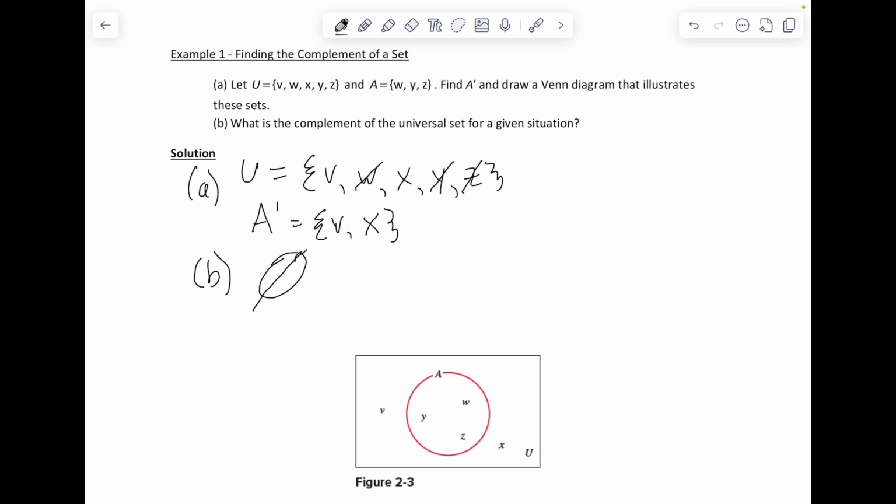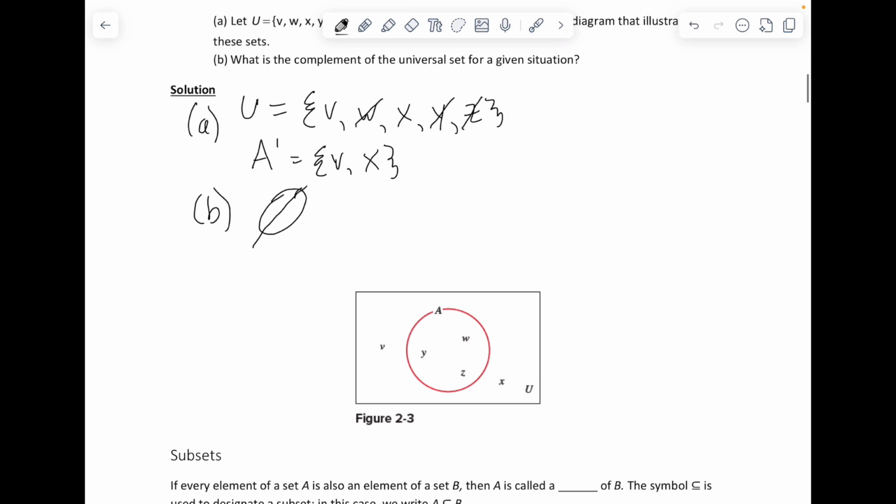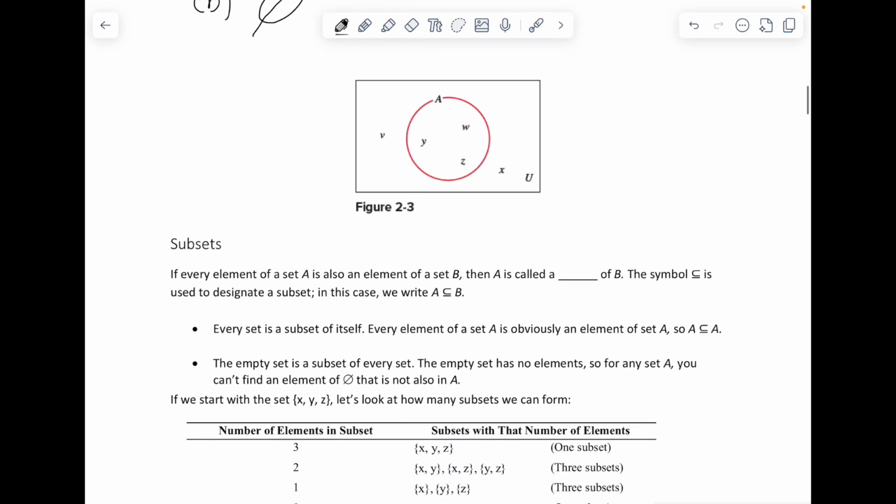Okay. There are no elements in a universal set that are not in the universal set, right? The universal set contains all of the possible elements for a given problem. So the complement of the universal set is the empty set. Okay, let's talk a little bit about subsets.